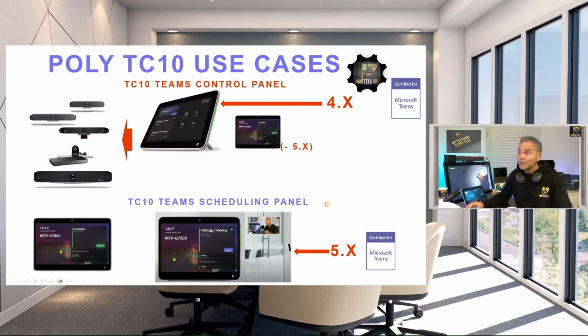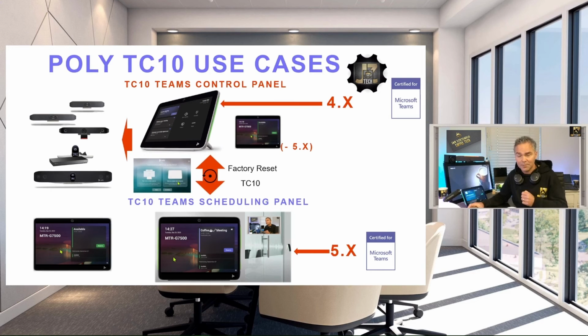Now, if you're going to use it as a scheduling panel, as you see right here, then you're still going to be on version 5, and the touch panel, which is inside the room, is going to be on version 4, just to be aware. And probably at the end of the tunnel, all versions are going to be aligned, but for now, you're going to have version 5 scheduling panel, and version 4 to be compatible with Studio X is going to be on the control panel. Now, how do you switch between those two?